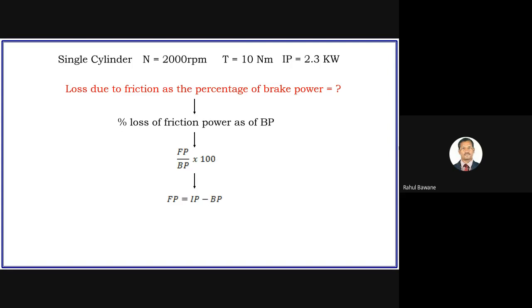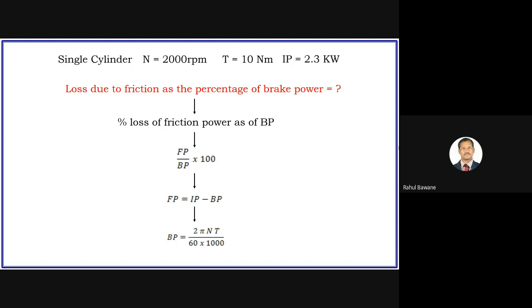So we require two data, friction power as well as brake power. We know that friction power is the difference of IP and BP. So indicated power minus brake power gives the value of friction power. Indicated power is already given, so ultimately we have to find out the brake power. Brake power has a simple single formula, that is 2 pi N T. Here N, speed, is given, and T, torque, is also given. So it is very easy to find out brake power. Once we get the value of brake power, then we can find out friction power. Once we have that friction power as well as brake power, then put them in the formula.